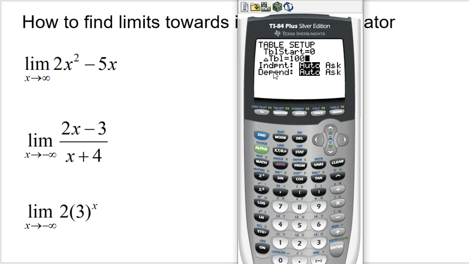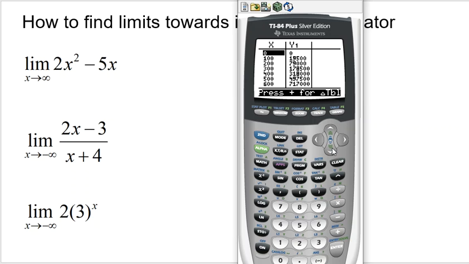So how do we want our table to change by? We're going to have it start at 0 and change by 100. And then to hit the table, we're going to hit second graph, which is the table command. Notice that our x's are going by 100s. As we get bigger and bigger, notice the y values are also getting bigger and bigger.